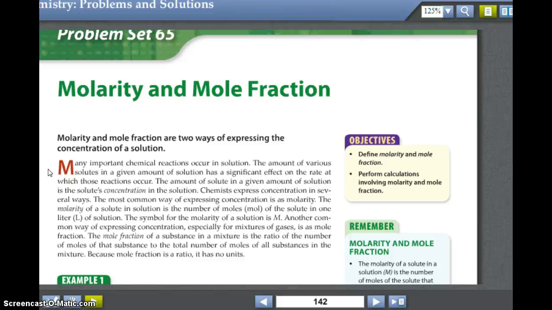Chemists express concentration in several ways. The most common way of expressing concentration is as molarity. The molarity of a solute in solution is the number of moles of the solute in 1 liter of solution. The symbol for molarity of the solution is capital italics M. Another common way of expressing concentration, especially for mixtures of gases, is as mole fraction. The mole fraction of a substance in a mixture is the ratio of the number of moles of the substance to the total number of moles of all substances in the mixture. Because mole fraction is a ratio, it has no units. All right, our objectives: define molarity and mole fraction, perform calculations involving molarity and mole fraction.